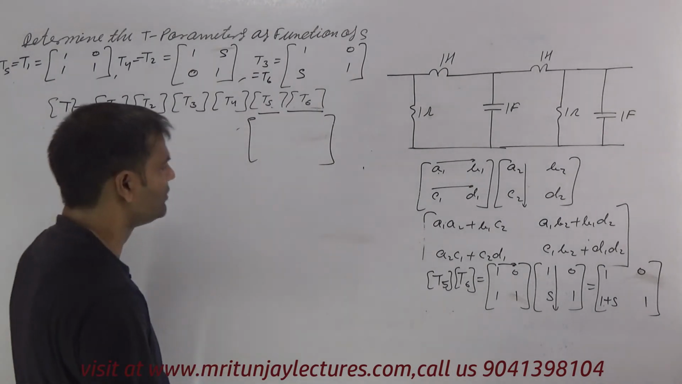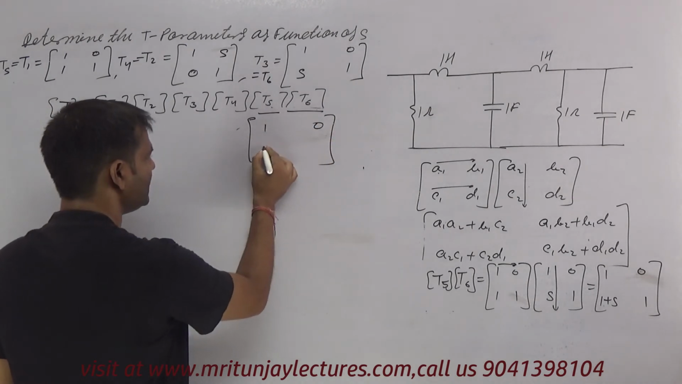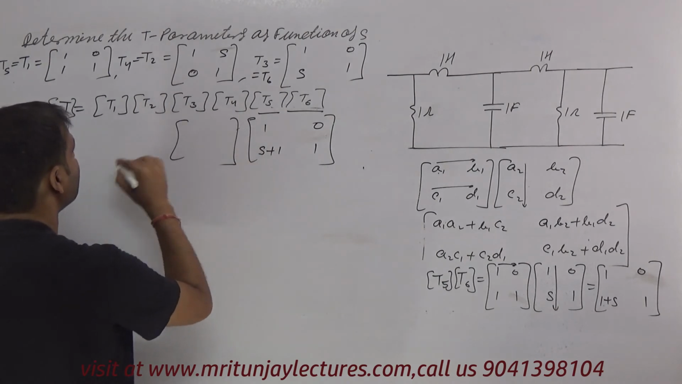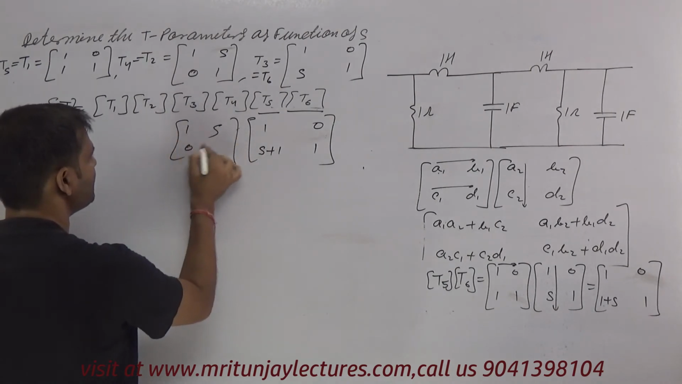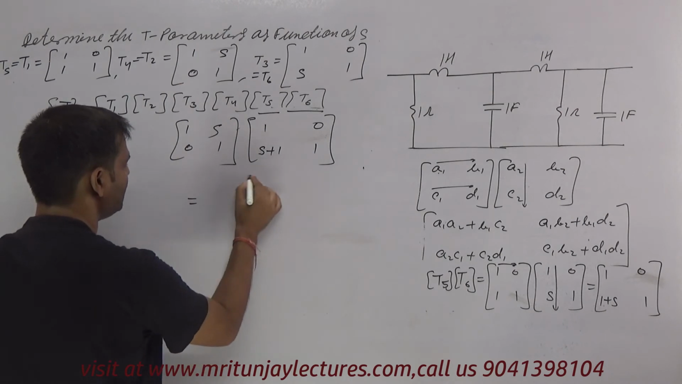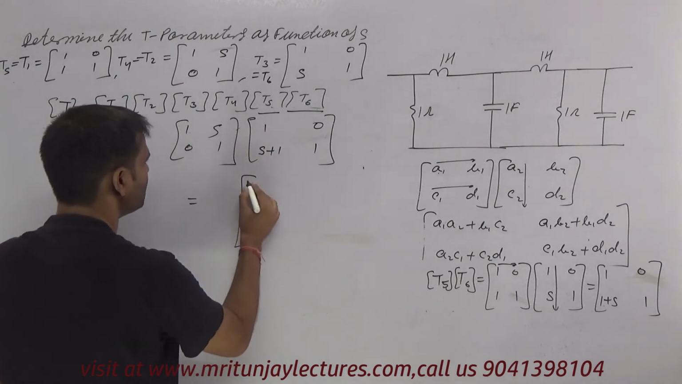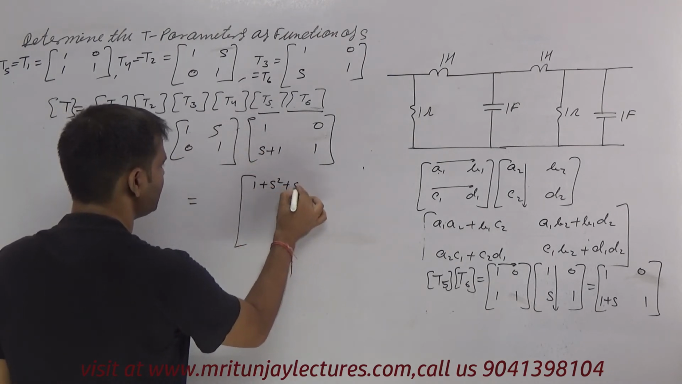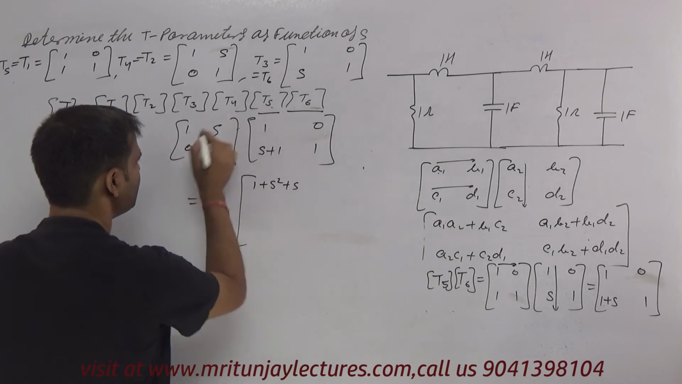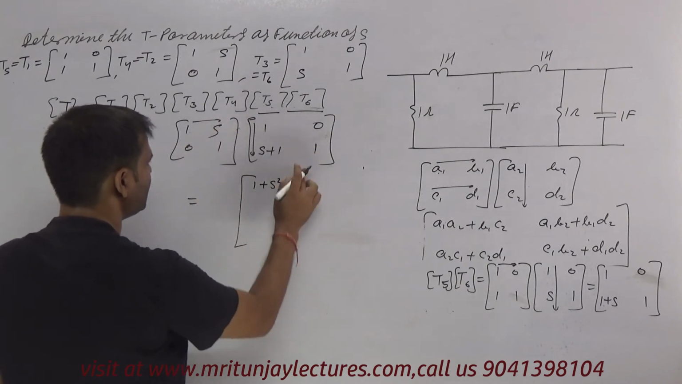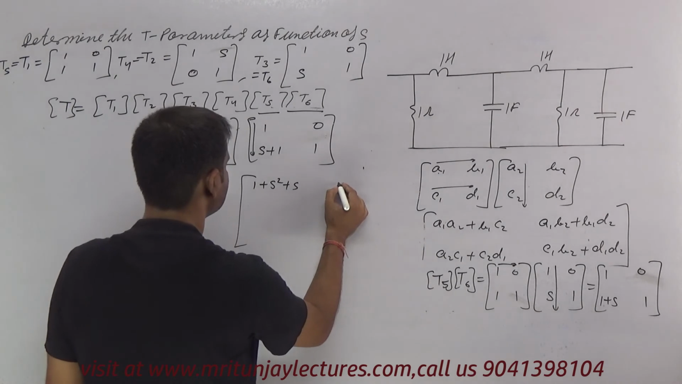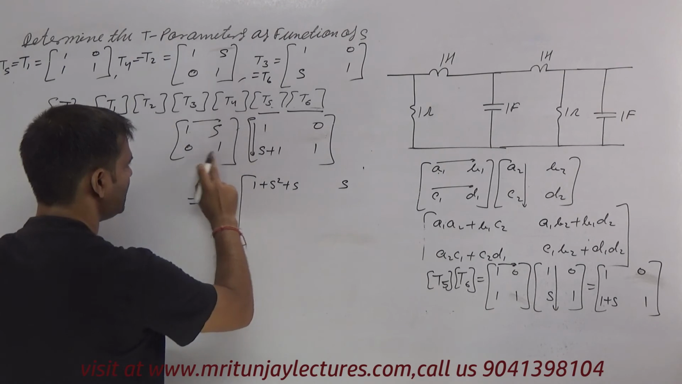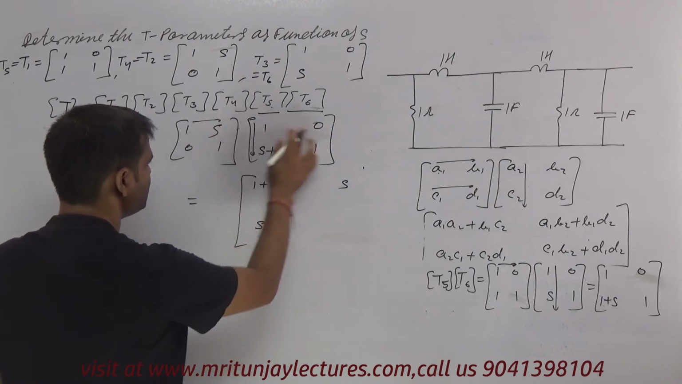Now T4 is 1, S, 0, 1. If we multiply here, we get 1 into 1, 1, and this is S square plus S. After that 1 into 0, 0, and S into 1, that is S. 0 into 0, 0 into 1, and this is S plus 1, and 0, and that is 1.